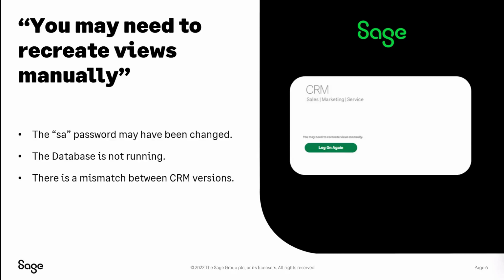Perhaps the SQL service is not running. Or should the service be running, stop and start the service again and reattempt to log into CRM. The third most common cause is there is a mismatch between Sage CRM versions. This may occur if an earlier version of the database is restored to the current version. Sage CRM may be attempting to connect to the wrong database. This fix would require a small change in the registry.